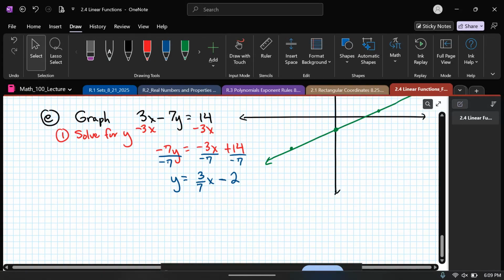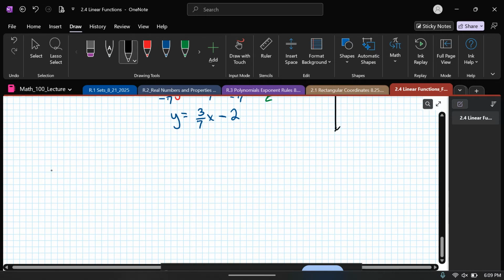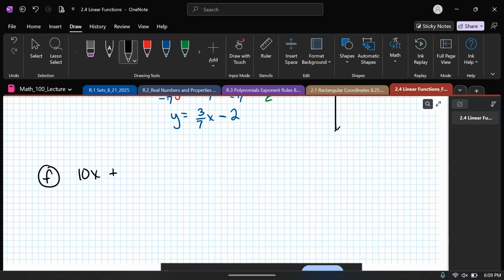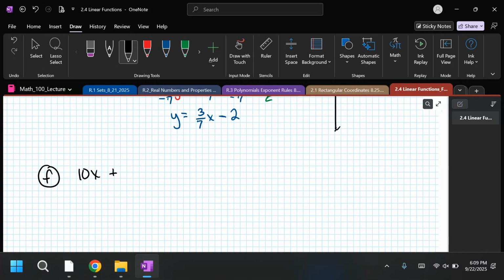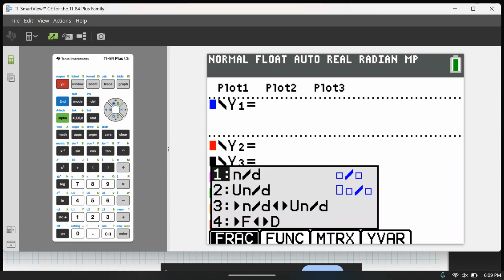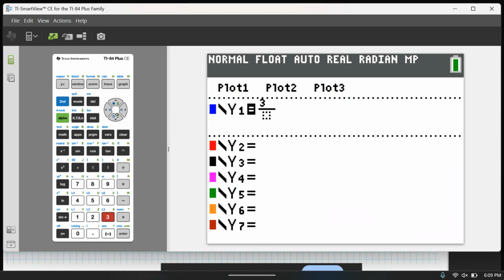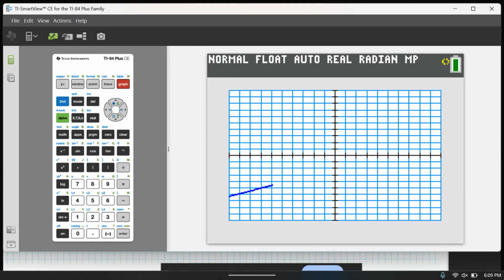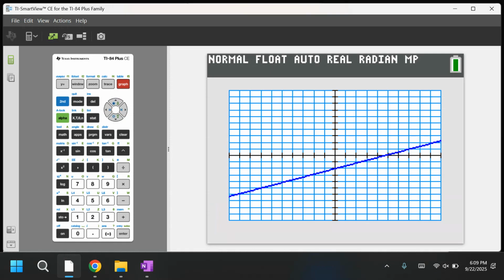Let's do one more of those. Say we have 10x, and I didn't graph that with the calculator. Let's do that real quick. I'm going to graph that with the calculator just real fast. Fraction, 3/7. Whoops, not 3 commas. 3/7 x, and then it was -2. Just to make sure we got the right picture. Oh yeah, that's the same. We see that picture with the calculator.